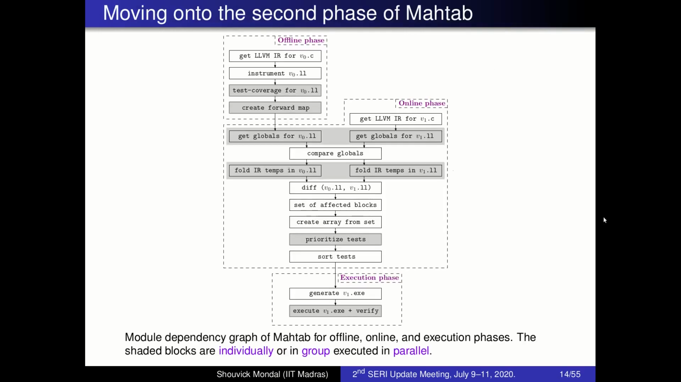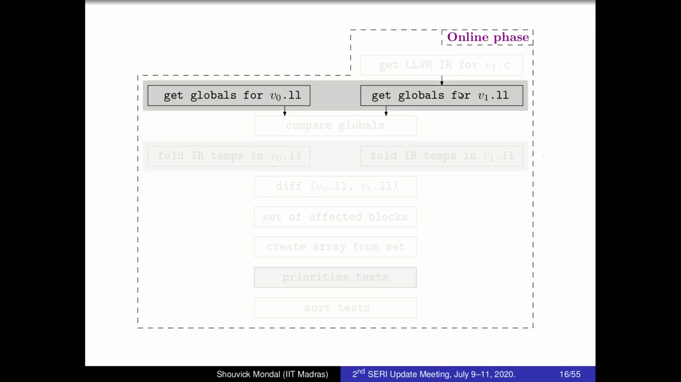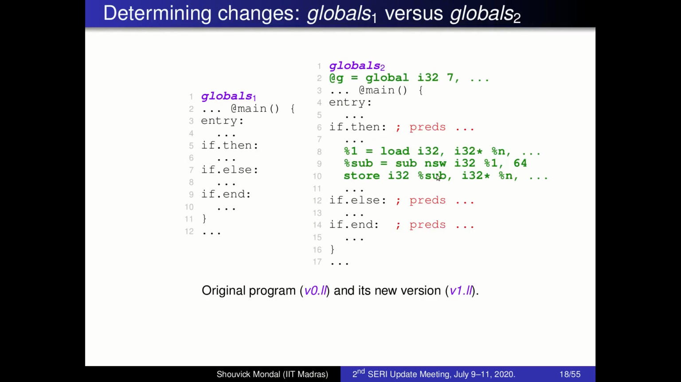Moving on to the second phase, we have the online phase. The next version has come in, V1 has come in, and what we do is generate the LLVM-IR. The global variables for the two different versions are done in parallel. Then there is a comparison of the globals sequentially. So this global section 1 and 2, this is the change.